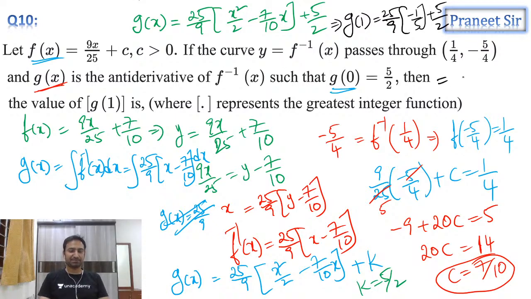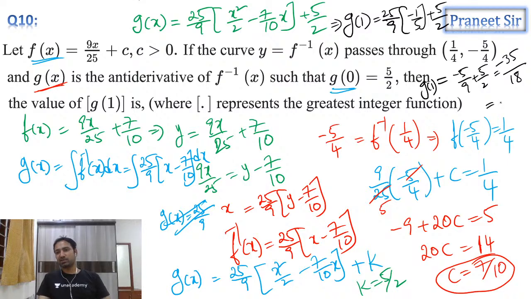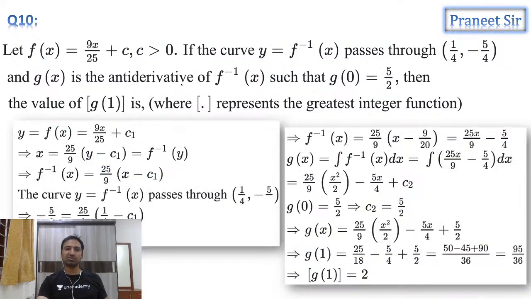Let's simplify this part. 5 gets cancelled. Minus 5 by 9 plus 5 by 2. So you can take LCM as 18: minus 10 plus 45 minus 35. So tell me, guys, what is the approximate value of this? Minus 1.9 or something. So what is the greatest integer function of minus 1.9, guys? Isn't it minus 2? So the answer should be minus 2, guys. But we are not getting answer minus 2, we are getting plus 2. So that means somewhere we did wrong.